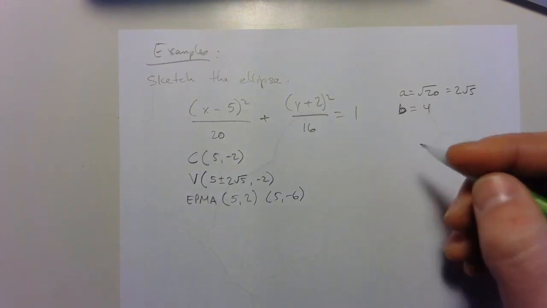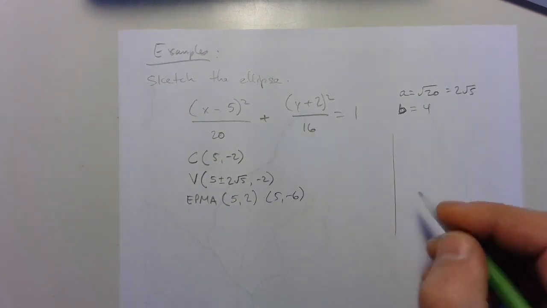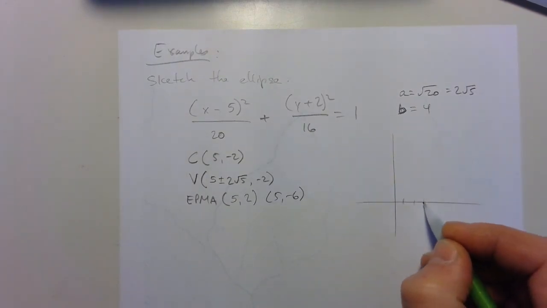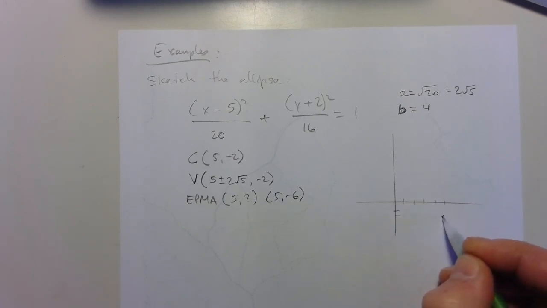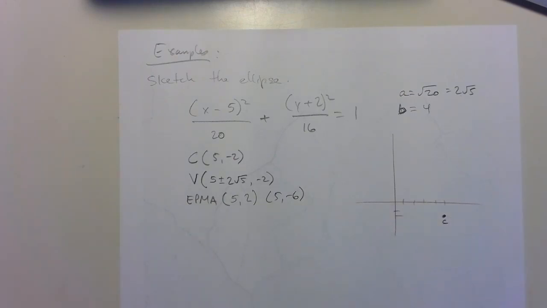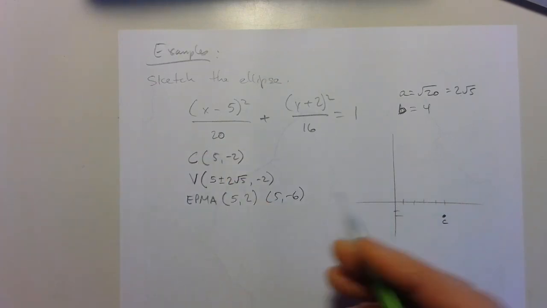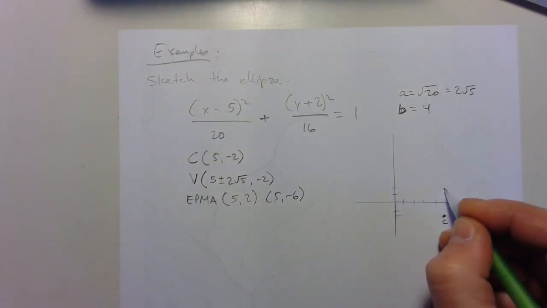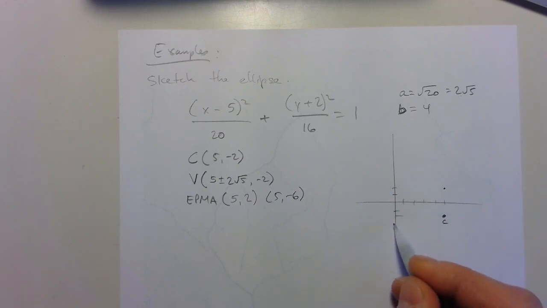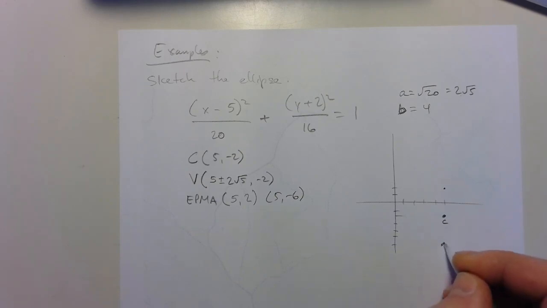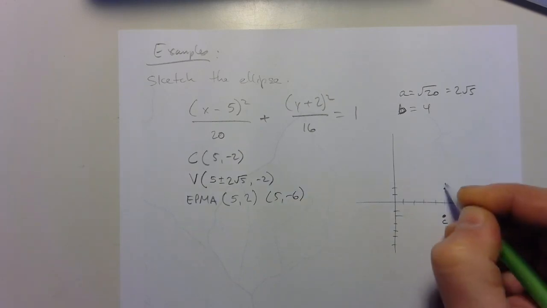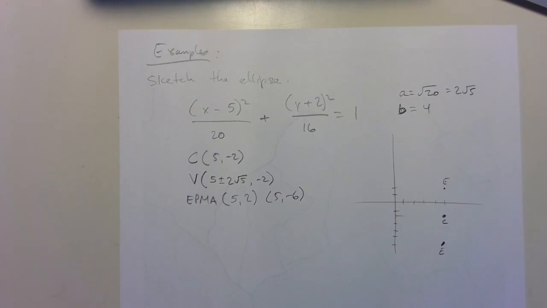So if I'm thinking about what I have for my graph already, 1, 2, 3, 4, 5, -2, so there's my center. I'm not going to label the coordinates on, I'm just going to put this. My endpoints of the minor axis are 5, 2, and 5, 1, 2, 3, 4. I'm just going to put E for endpoints of the minor axis there.